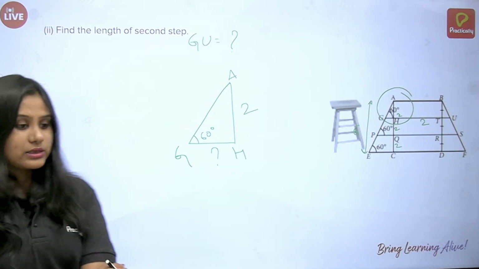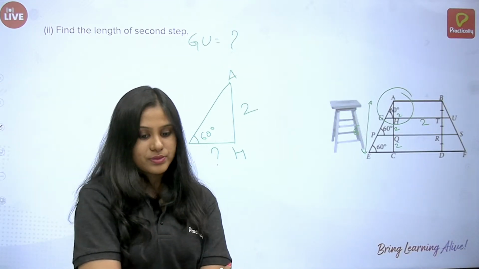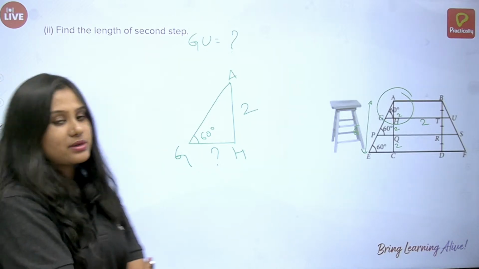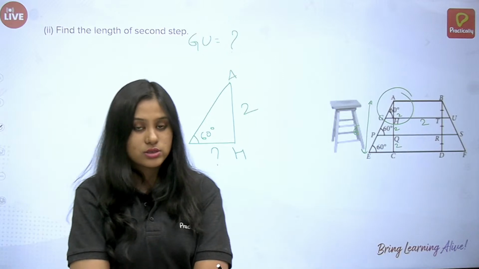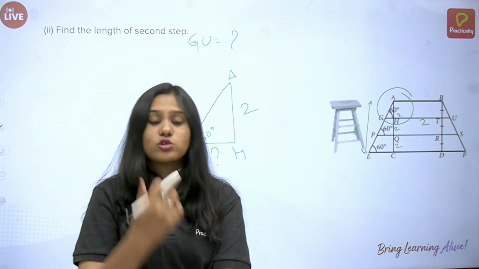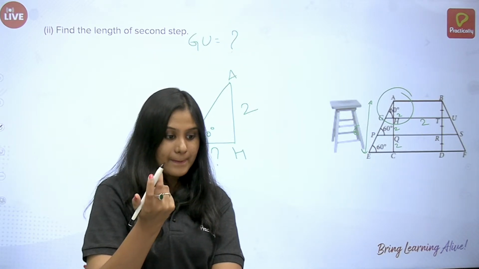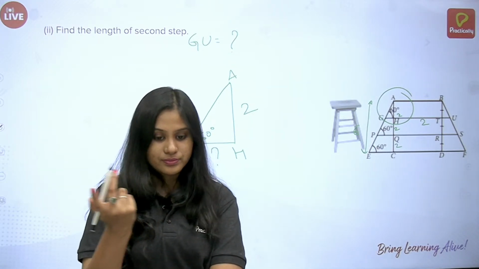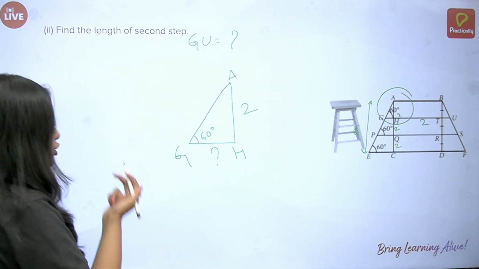I'm waiting. So let us see what is the value of GH. Apply the concept: what trigonometric value or ratio do you have to use? Should you use sine, cos, cosec, secant, cot, or tan? Which one? Okay, right, we have to use tan.